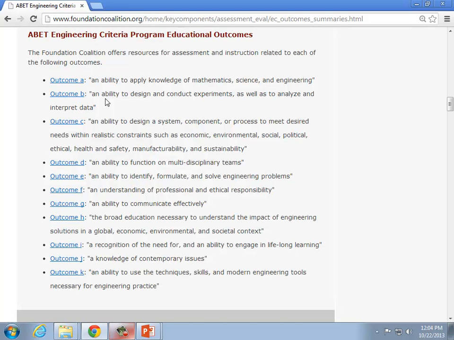So lab number 9 is actually a two-part lab that will have double the value of an ordinary lab. You're going to get a full lab grade for the handout that you prepare, and then another full lab grade for conducting the experiment and preparing a report.